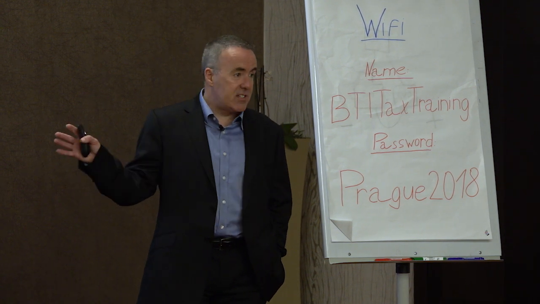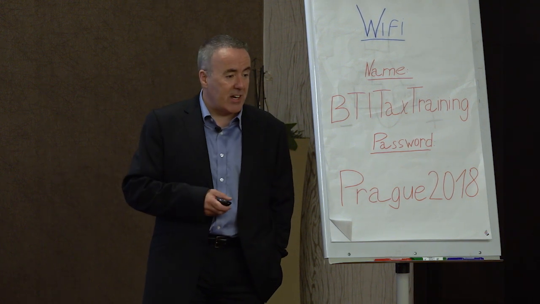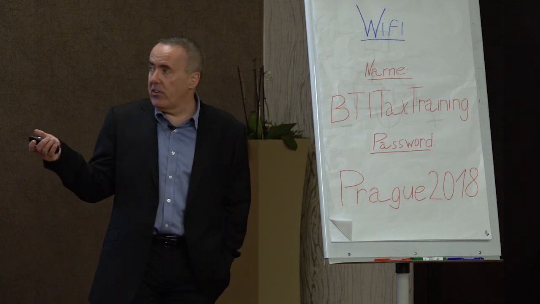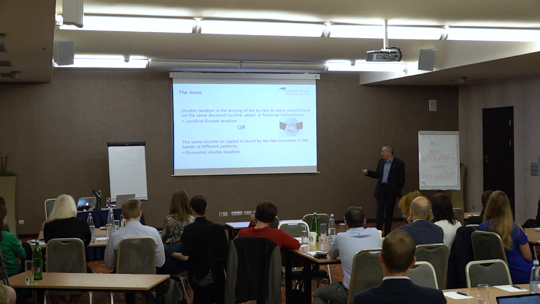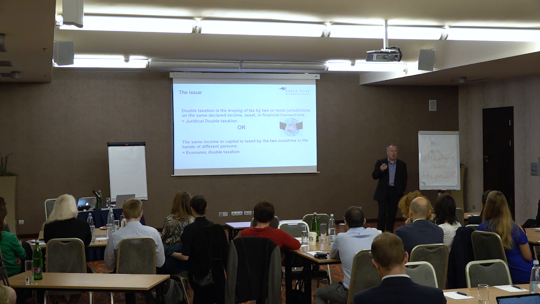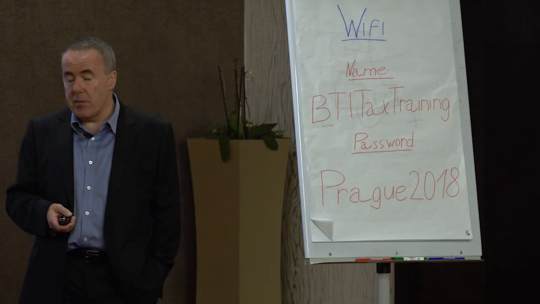So tax could completely scupper a commercial venture if you end up with double taxation. There are two ways in which you can get double taxation. It doesn't really matter whether you remember this or not, but what's called juridical double taxation is basically two countries trying to tax the same thing. So, for example, you may have a payment coming from the UK, going to Spain. Under Spanish law, that's taxable on the recipient in Spain. Under UK law, it's taxable on the payer because of a withholding tax. That's what you call juridical double taxation.